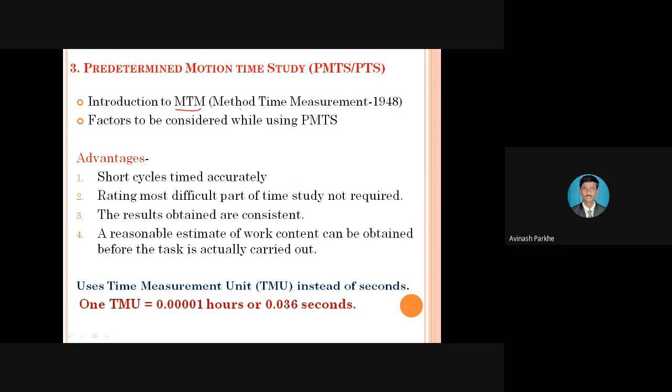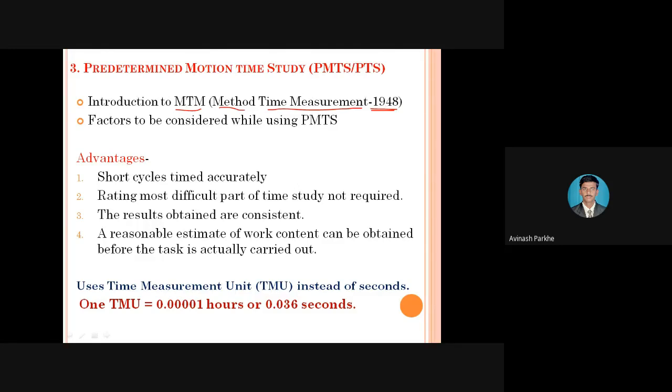So what is meant by MTM? Method time measurement. Method means which method we are using to convert the raw material into the finished goods, and how much time is required for that method is called time measurement. Therefore, MTM, method time measurement. This is one of the important concepts, which was introduced and developed in 1948 for time measurement.